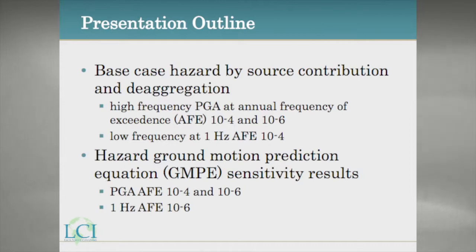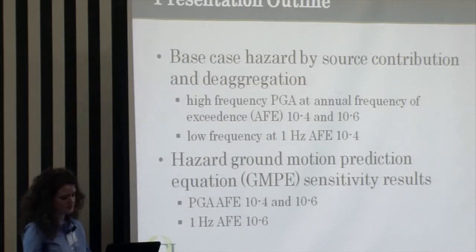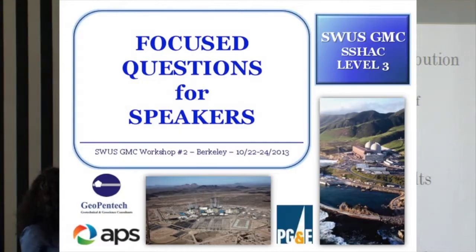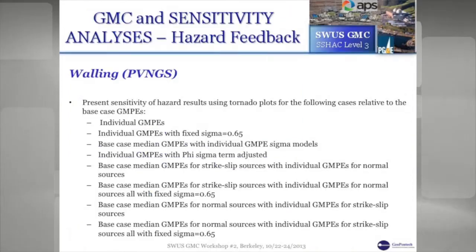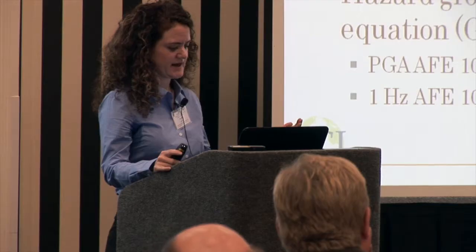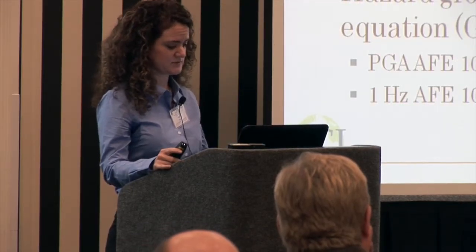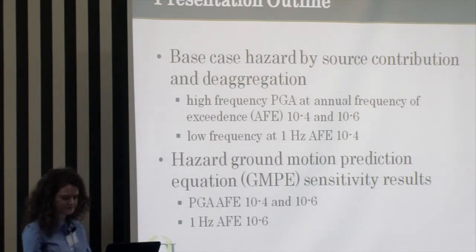I'll be presenting results for PGA at the annual frequencies of exceedance of 10 to the minus 4 and 10 to the minus 6. I'll also be presenting it for a low frequency, which is 1 hertz, at just 10 to the minus 4. And I'll give you my reasons for not presenting 10 to the minus 6. It's very similar to 10 to the minus 4. I'm hoping that this background will put you in context for how to interpret the results. Then I'll go into the sensitivity results, again for a high frequency of PGA at 10 to the minus 4 and 6, and then at 1 hertz at 10 to the minus 4.